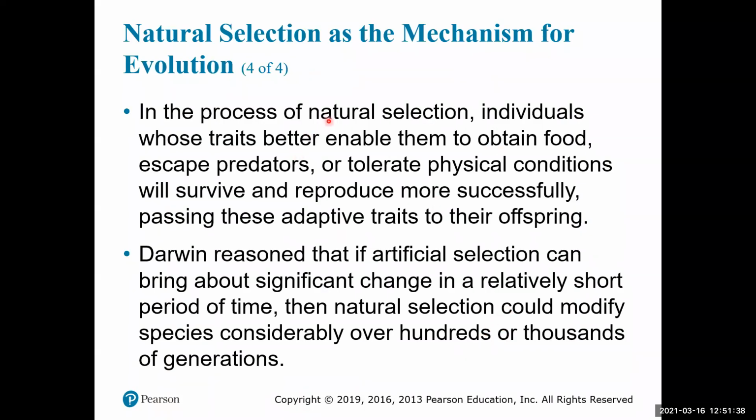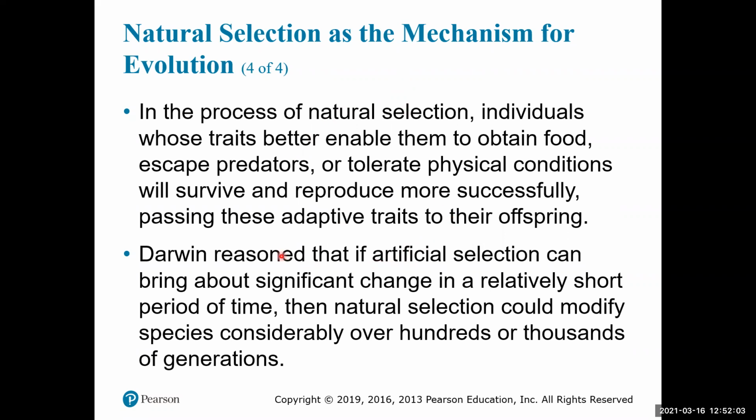So in the process of natural selection, again, the individuals who have the more fit traits, which allow them to find resources, to keep their territories, to escape predators, will be the ones that survive and reproduce. And that's the selection pressures, that selection filtering process of natural selection.